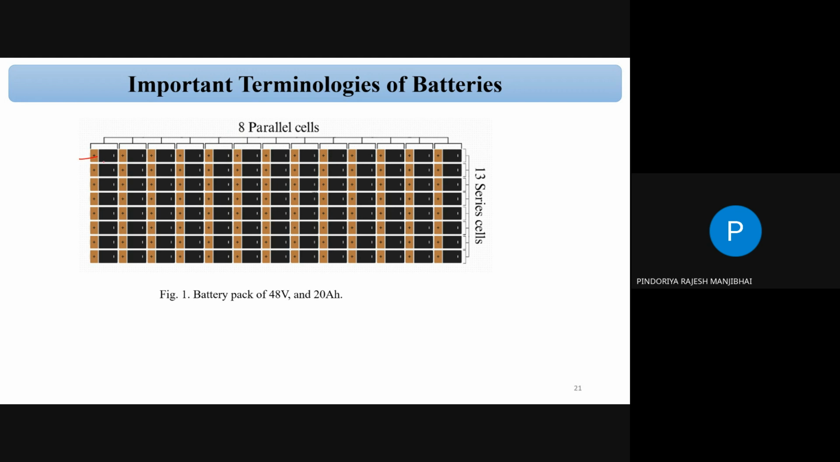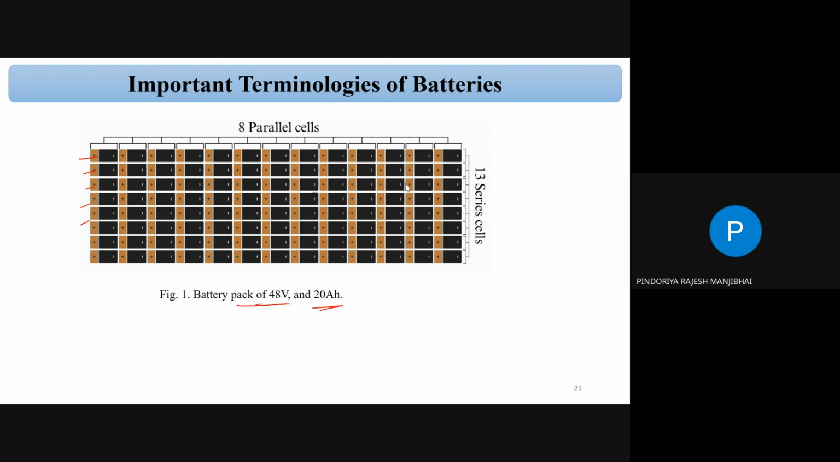This is cell one, this is cell two, cell three, cell four, this is cell five. All the cells are connected in series and parallel combination. So with 8 parallel cells and 13 series cells, we can make a battery pack of 48 volt and 20 ampere hours. So this is the real scenario in the electric vehicle battery.